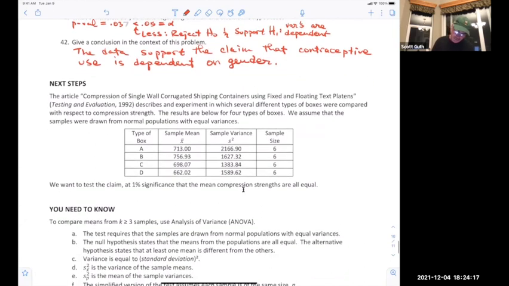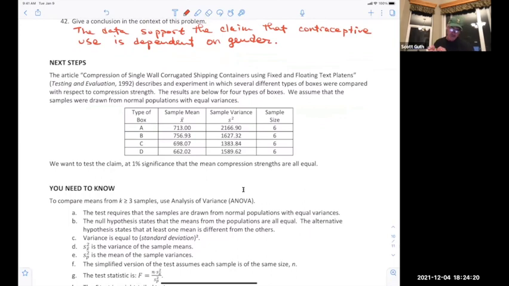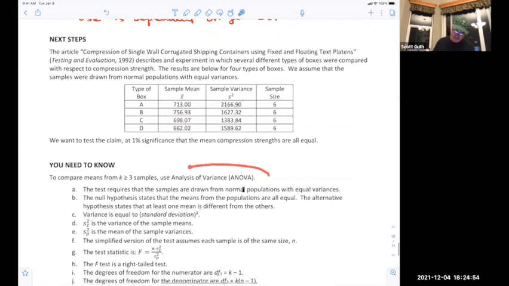Here's the last problem. We're going to do analysis of variance, and it's about a super exciting topic, which is cardboard boxes. Basically, you've got four types of cardboard boxes, and you've got the mean strength. I don't know if this is in pounds or ounces or what. We'll pretend it's pounds. So this is how much weight you can stack on top of the box, I think. We've got the mean weight from six boxes in every case, and we have the variance here, which is the square of the standard deviation. So we're going to be doing analysis of variance, which uses variances, not standard deviations. We're going to test the claim that the mean compression strengths are all equal, and we're going to remember it's a 1% level of significance.